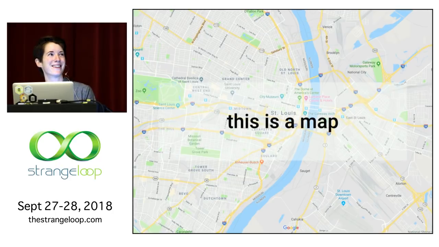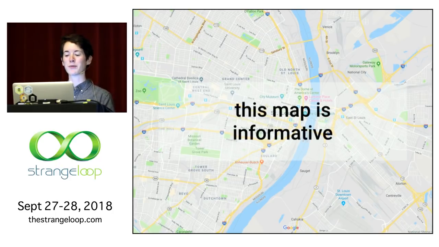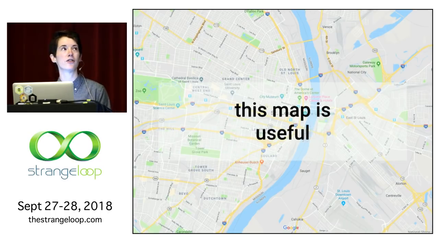This is a map. Pretty cool. And this map is informative. It tells me some things about St. Louis that I didn't know. Like there's a place called Venice and Brooklyn and Dutchtown. That's cool. And it's useful. It really helped me figure out how to get from the airport to my hotel.